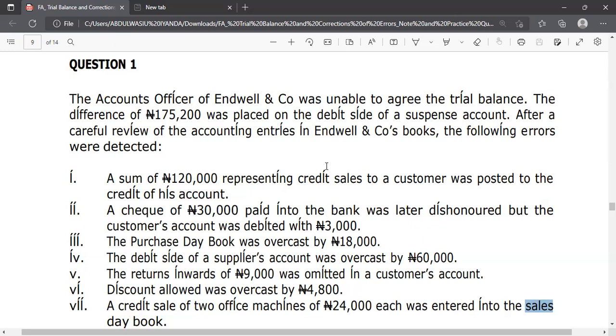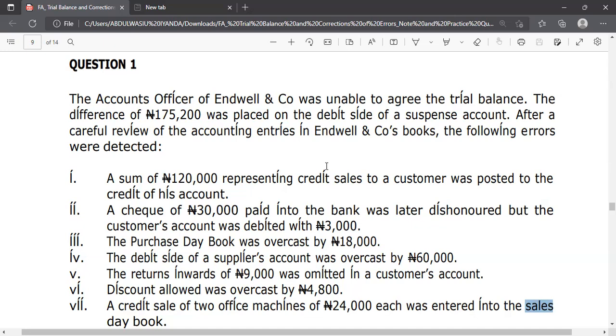Like I think I informed every one of us earlier that the examiner can set the question in two ways. In this situation now, you are given the difference. That the trial balance does not agree as a result of this particular amount. So that is fine.